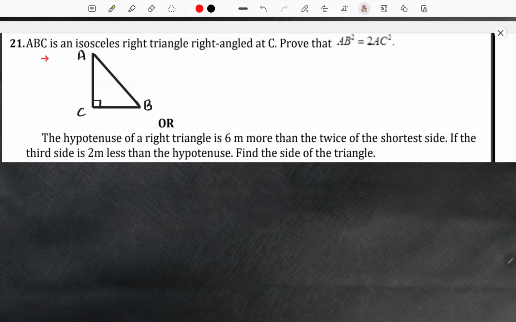So here is 21st question. ABC is an isosceles right triangle, right angled at C. So at C it is right angled. Now prove that AB square is equal to 2AC square. Now if you observe very carefully, don't you think these are equal? These should be equal, no?